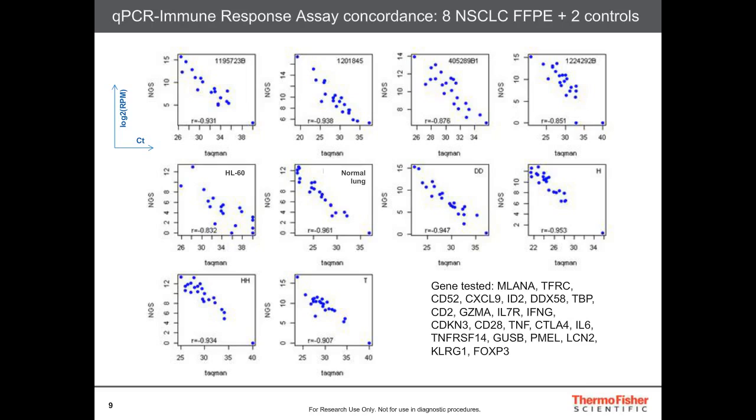What we observe here is very high concordance between the qPCR on the x-axis and the Oncomine immune response assay on the y-axis. And this is true across the various FFPE samples for all of these genes and also for the controls.